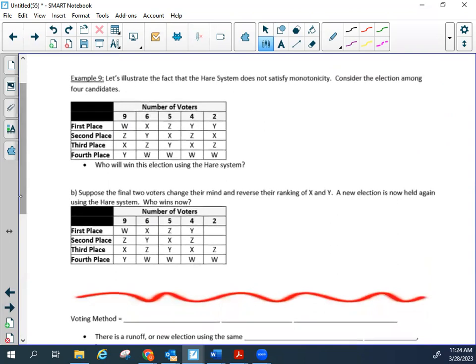Let's take a look. So we are going to use the Hare system. So I have candidate W, candidate X, candidate Y, candidate Z. Candidate W here has 9 first place votes. Candidate X has 6 first place votes. Candidate Y has 4 plus 2, that's 6 first place votes. And candidate Z has 5 first place votes. Who's in last? Z, so Z is out.